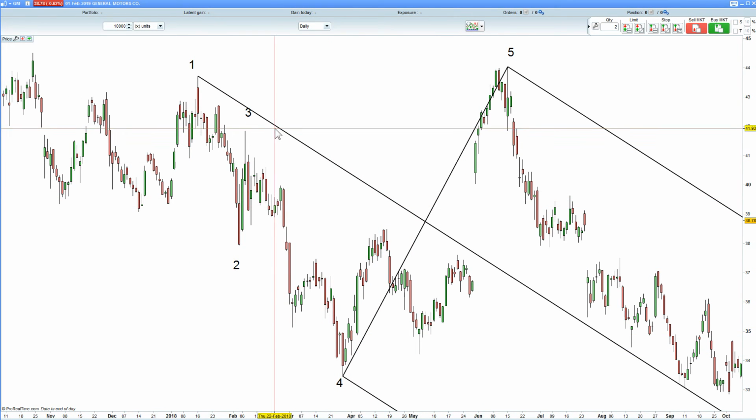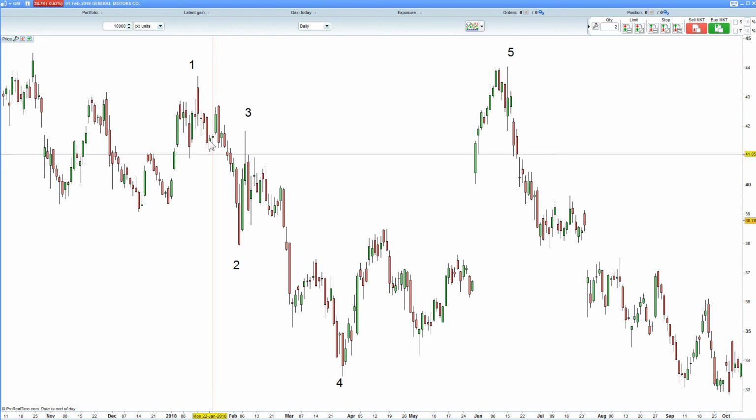Now we could change this fork up a little bit. Let me delete it. We'll start point 1 up here, but we can make this point 2 right there. Just move this text and we have a much smaller pitchfork.